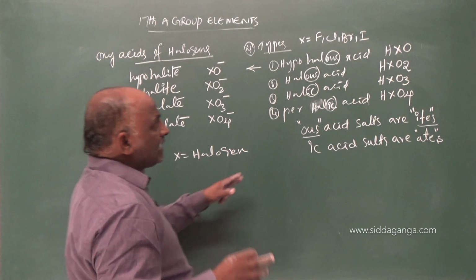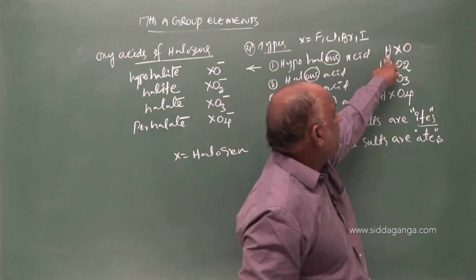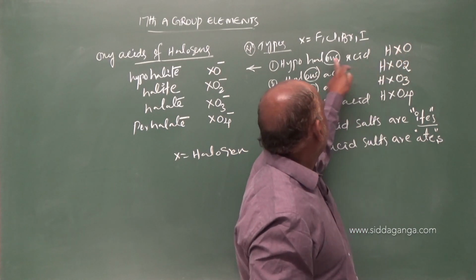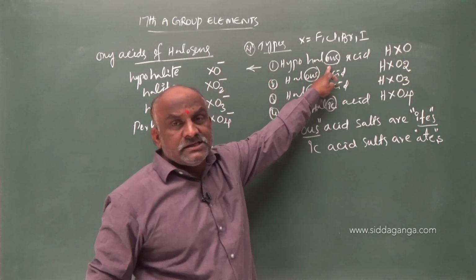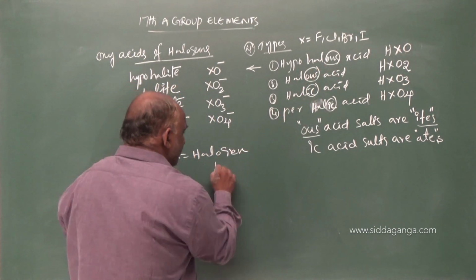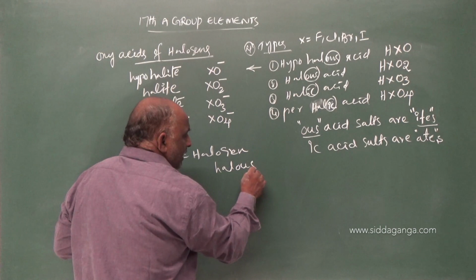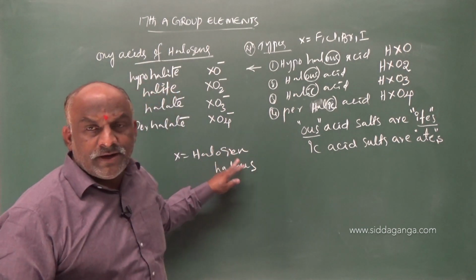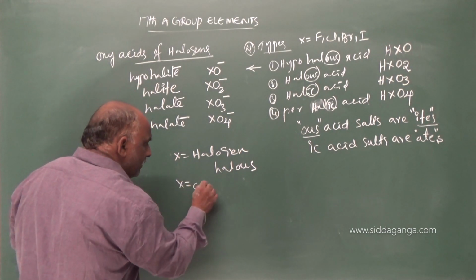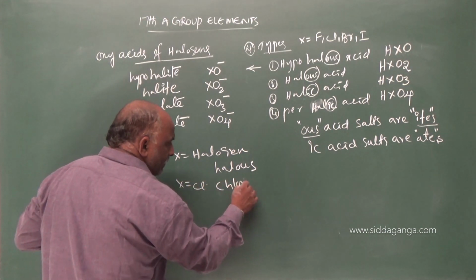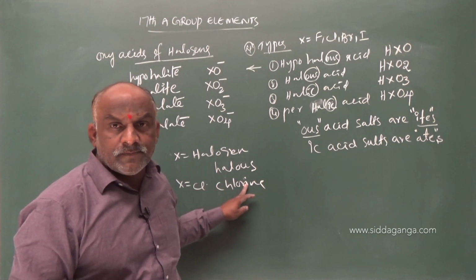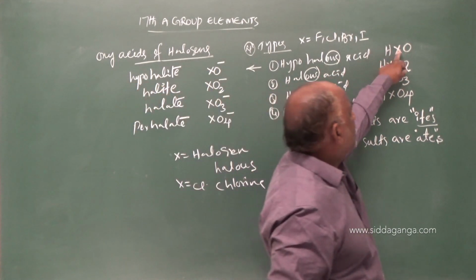When X combines with H and O, what should we write? Halous. Halogen can be written as halous. Suppose X is equal to chlorine, then chlorous.